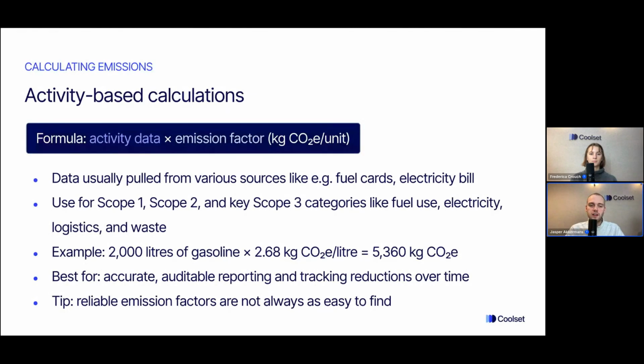Also good to note here is that activity-based calculations are really good for Scope 1, Scope 2, and key Scope 3 categories like fuel use, electricity, logistics, and waste. And a quick example here could be that you use 2,000 liters of gasoline, multiply that with an emission factor of 2.68 kilograms of CO2 equivalent per liter, and that gives you an output of 5,360 kilograms of CO2 equivalent. Activity-based, therefore, is best for accurate auditable reporting and tracking reductions over time. And the tip here is to use reliable emission factors because they're not always as easy to find.